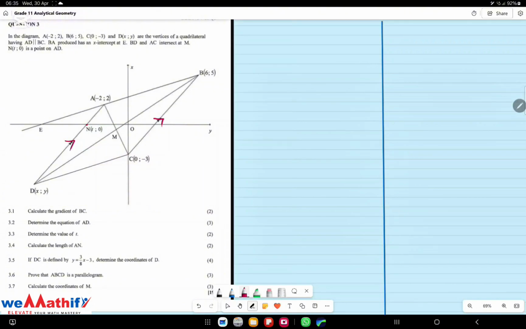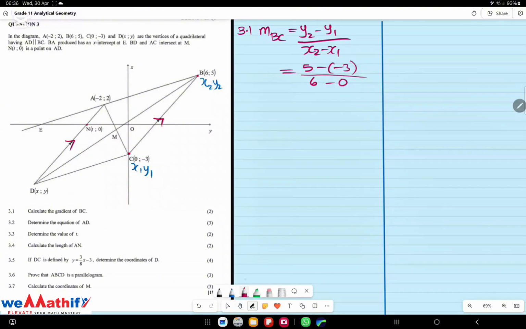First thing I'm going to do is to check if I have both the coordinates of B and C. It looks like I do. That leaves me with only one good option, the gradient formula. From there, I'm going to label my points. I'm going to substitute, and then after calculation, my answer is 4/3. Next question.